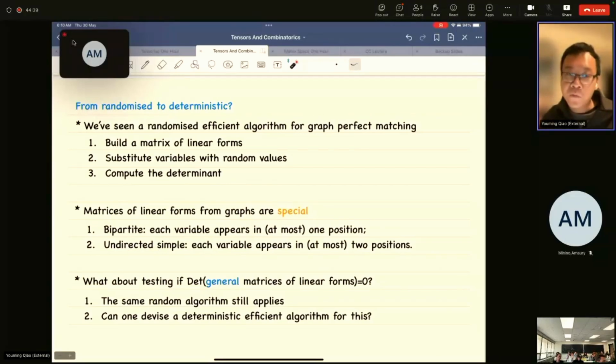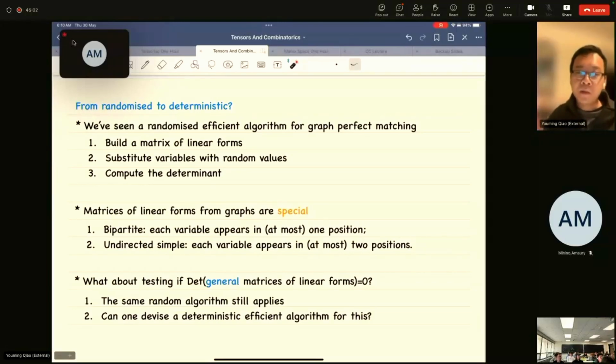Now, if you want to go from these special matrices of linear forms to general matrices of linear forms, namely we don't restrict the number of appearances of variables and so on, can you test if the determinant of a general matrix of linear forms is identically zero or not?